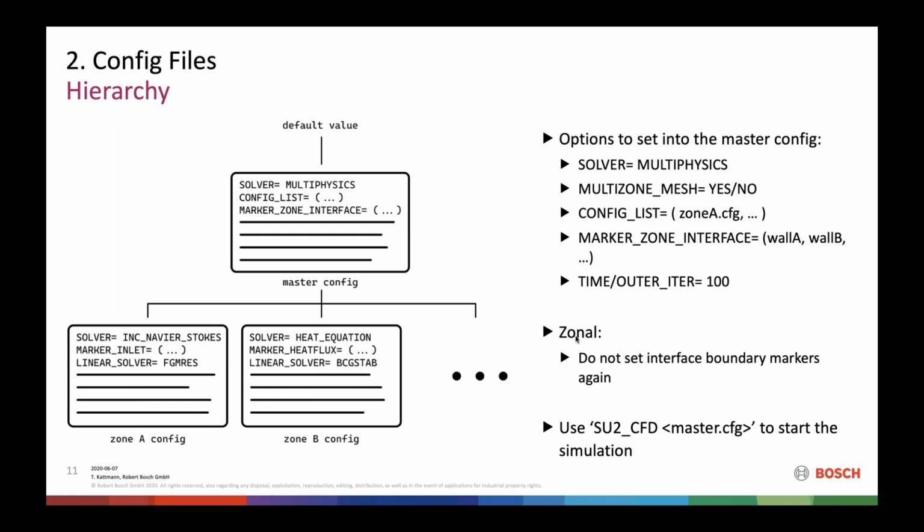For the zonal configs, you just have to make sure that you delete all the options which interfere with those. So for example, I said already for meshes that you'd have to delete the mesh file name if you use the multi-zone mesh. And also do not use the interface markers again in the zonal files because you already set that in the master. You start your simulation just with invoking SU2_CFD on the master config file, just as in the single zone, but now you just have to call the master.